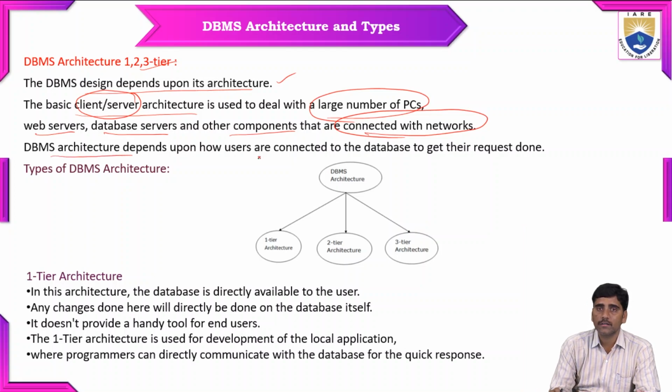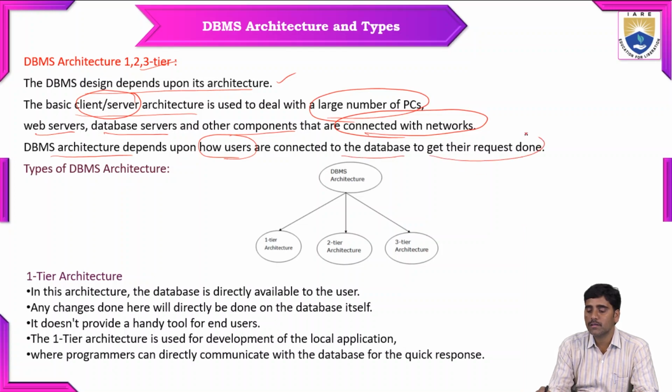DBMS architecture depends upon how users are connected to the database to get their request done. What request they give and what response is made. Based on that, the DBMS architecture depends on how users are connected to the database.